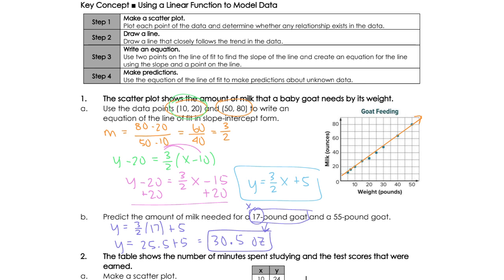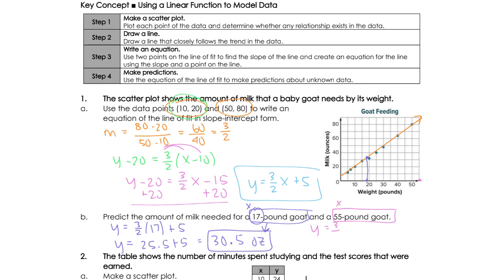If we were to look at the graph, 17 would be roughly right here. And if I followed that up to my trend line, that would make sense that it's right above 30 right there. That would be an example of interpolation because it is inside all of your known data values. Now, a 55-pound goat would be over here somewhere, and that's actually on the outside of your data. So this would be an example of extrapolation, just to bring those vocab words back in there for us.